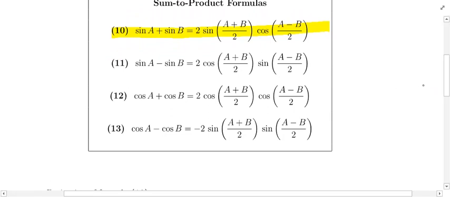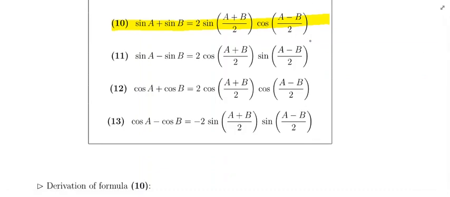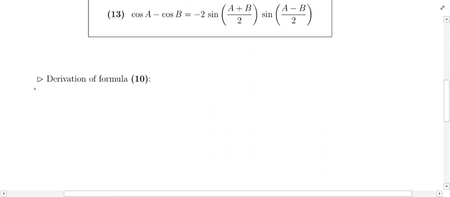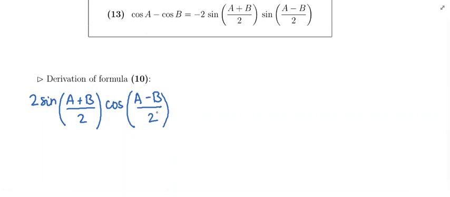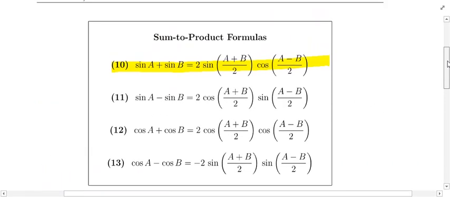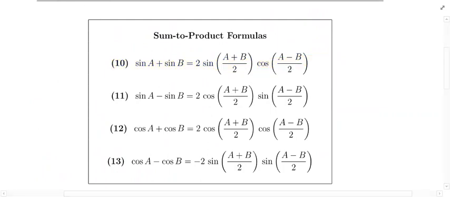Okay, so here we go. I am going to start with the right hand side. Okay, so I'm going to write that down. So we have 2 times the sine of (A plus B) over 2 times the cosine of (A minus B) over 2. Okay, so that's where I'm starting. I'm going to start with the right side and I'm going to try to get the left side of the equation.